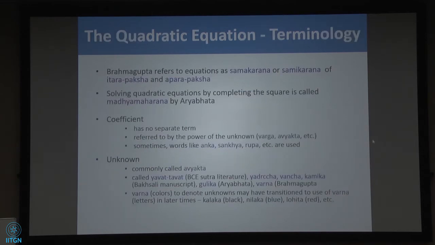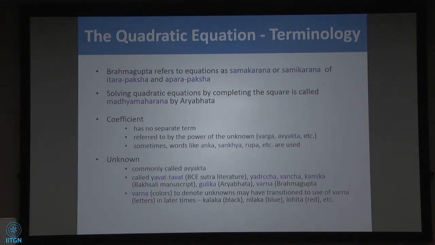So before we actually look at Sridhara's equation, I want to give you a little sense of what is the terminology used. We're familiar with ax squared plus bx plus c equals 0. How do you say that in Sanskrit? Where's the squaring and where's the equal and so on? So here's some of the terminology.